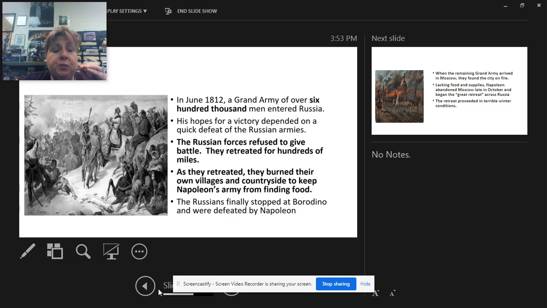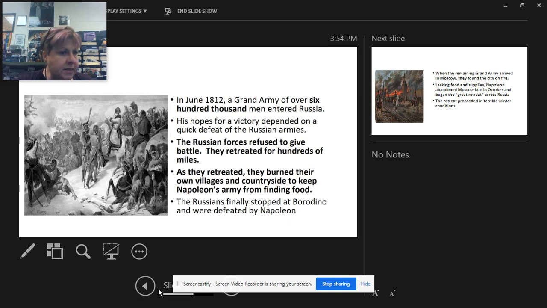The Russian forces refuse to give battle. They refuse to fight. Instead, they retreat. They just leave. And as they leave, they make him follow them deeper and deeper into Russia. And as they are retreating, they're burning everything in their path. The Russian army is burning their crops, they're burning their villages.